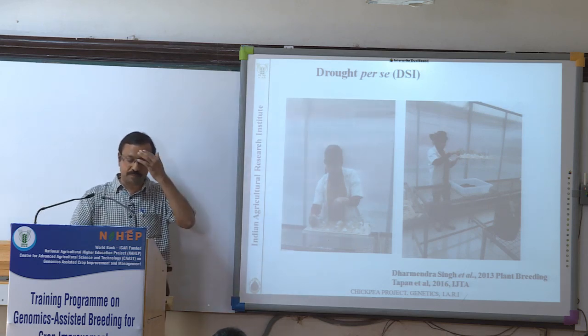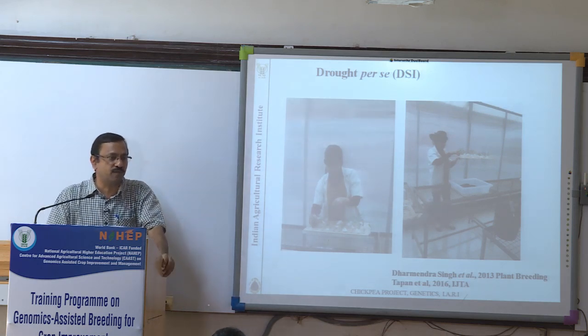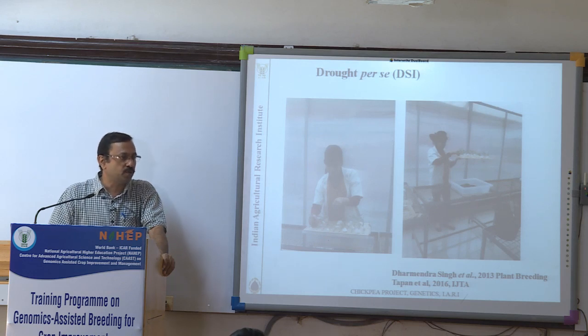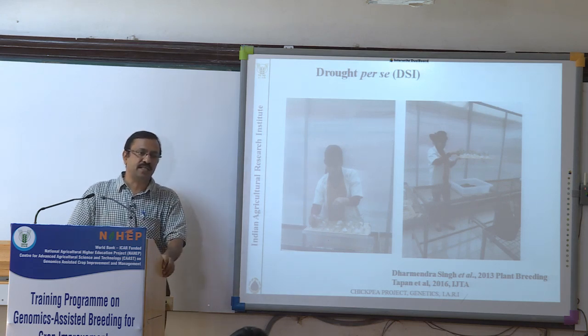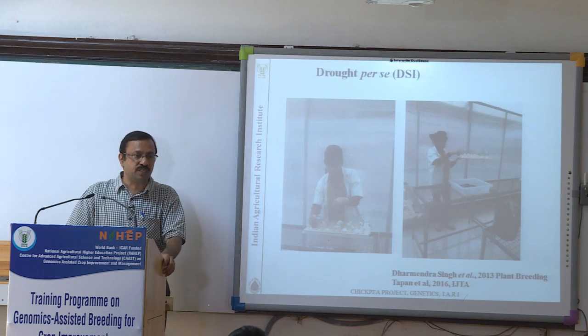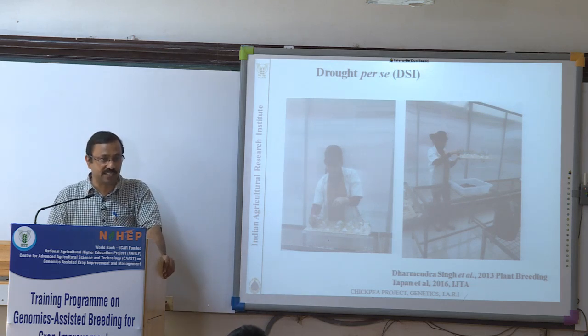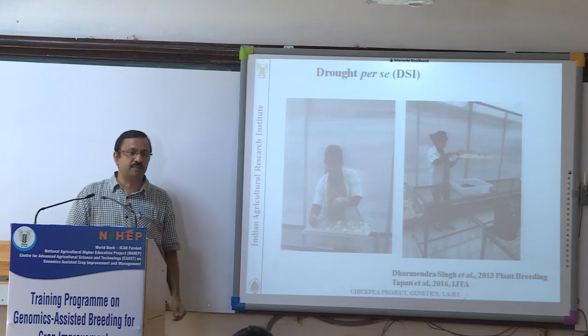And then we had a paper published by Dharmender Singh in the case of lentils, where they used a hydroponic technique to mimic drought in seedling stages, and they found that it works with almost a 0.8 correlation with that of the adult plant stage. So we started using this particular methodology because it's a rapid methodology.